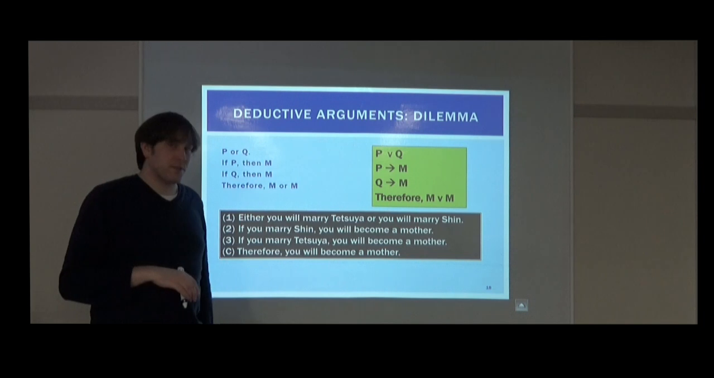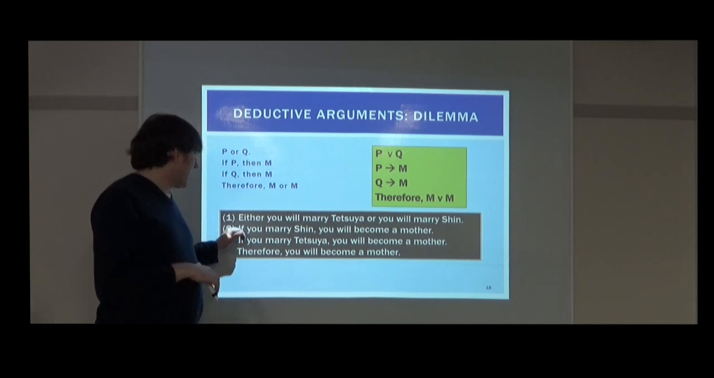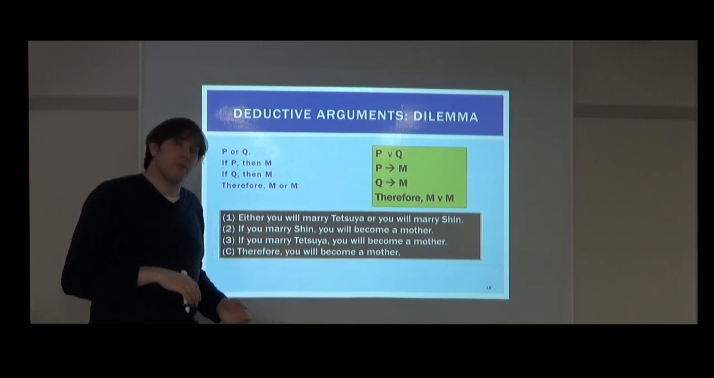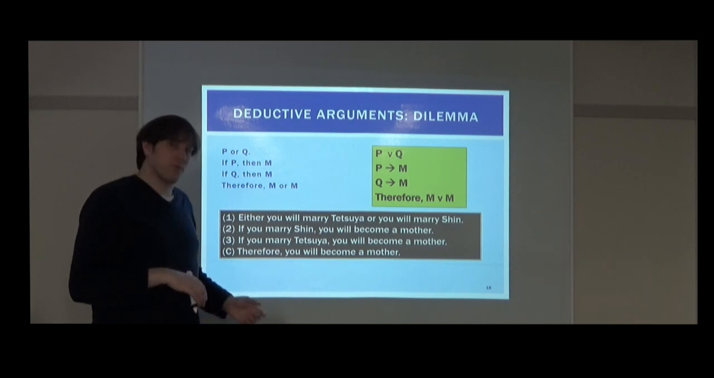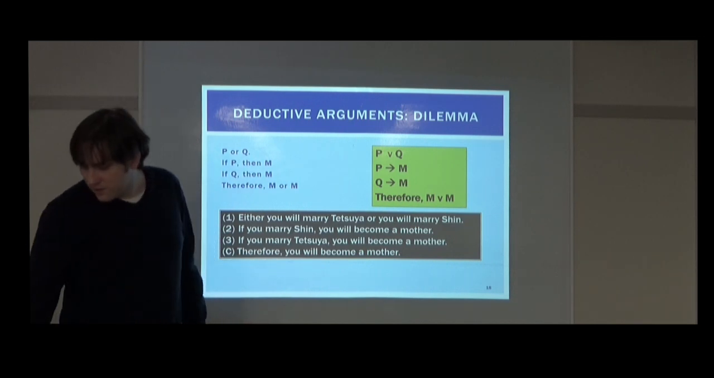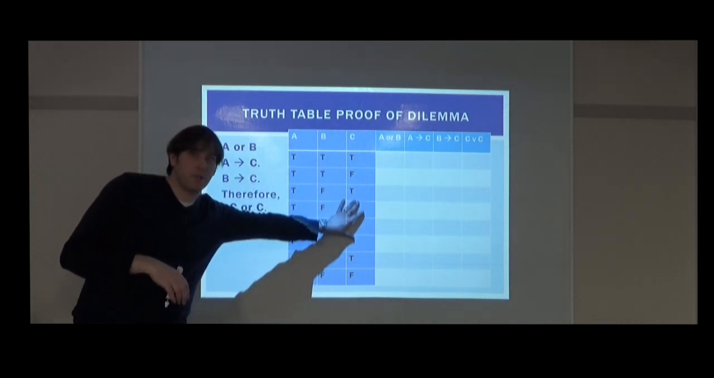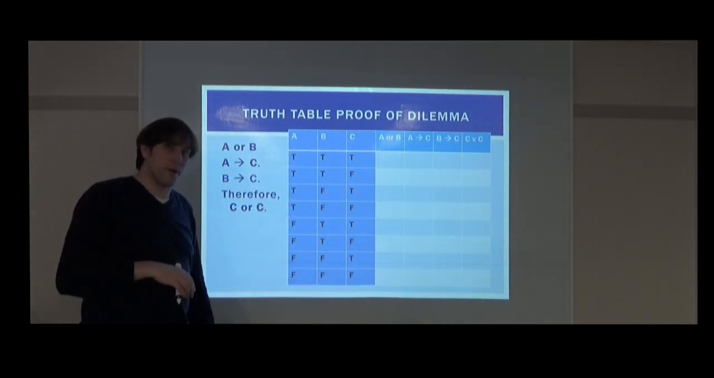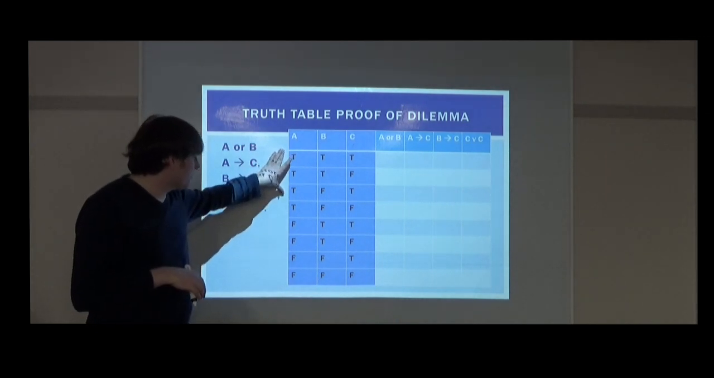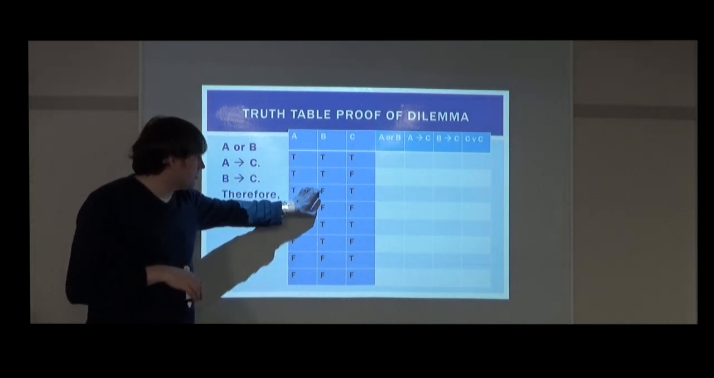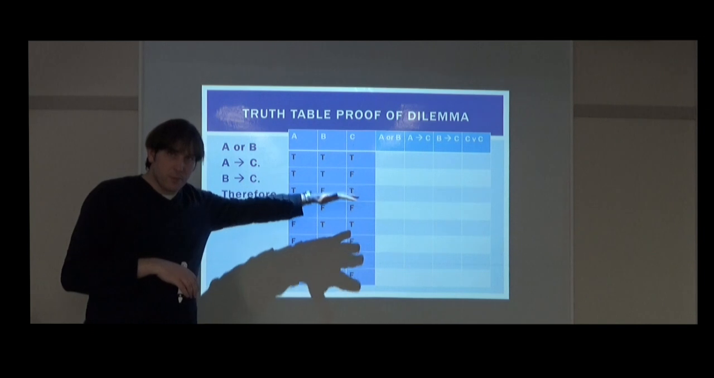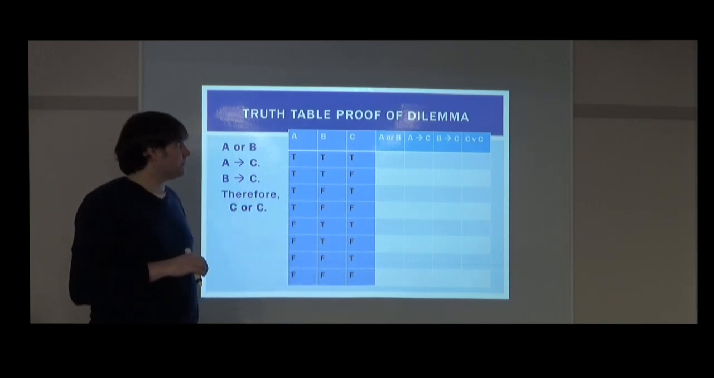Either you will marry Tetsuya or you will marry Shin. If you marry Shin, you will become a mother. If you marry Tetsuya, you will become a mother. Therefore, you will become a mother. So let's look at this one together. I've already done this table. This is the same on the left as the other one that we looked at. Again, we've got 4 trues, 4 falses, then 2, 2, 2, 2, then flipping back and forth, one after another.